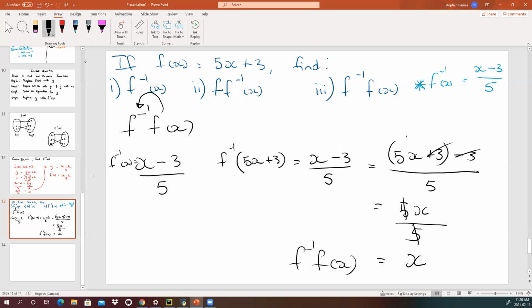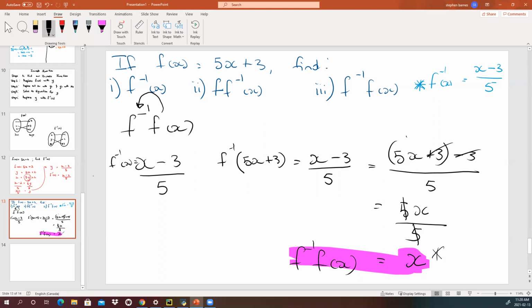And this answer that you see here will always hold. Anytime you put the function into its inverse, you always get x. Doesn't matter what the function is. Doesn't matter if it's 3x plus 2, 20x minus 8, doesn't matter. Once you have it in this format where you're putting the original function into its inverse, it should always work out to be x. All right, so you can probably make a note of that.